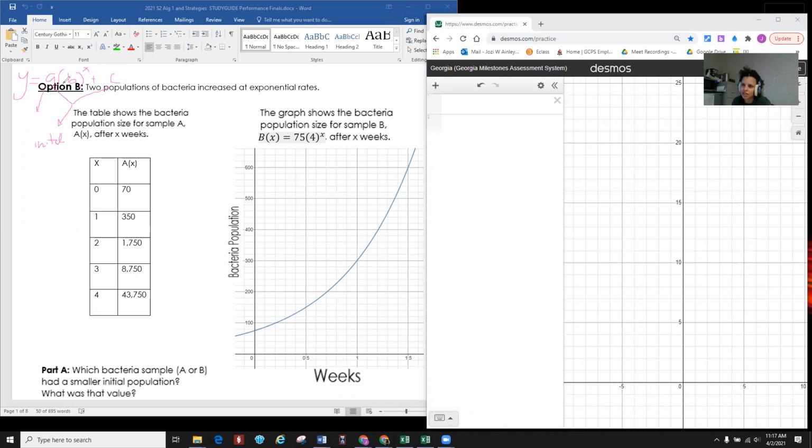And usually if there's nothing here, it's just A. And then B represents your growth, or decay. I apologize for my writing. Okay, all right, so what we're going to do is put this in the calculator, because why not?